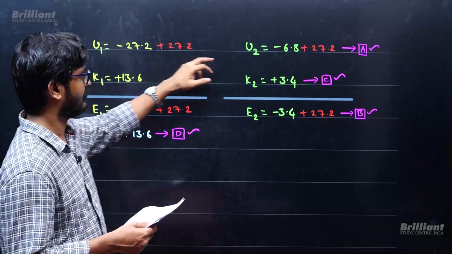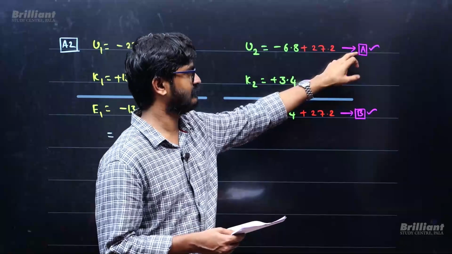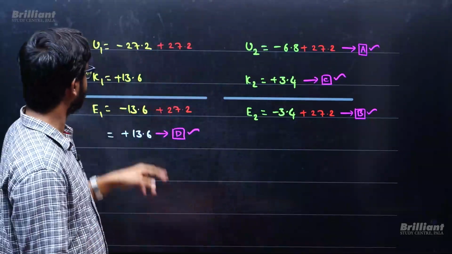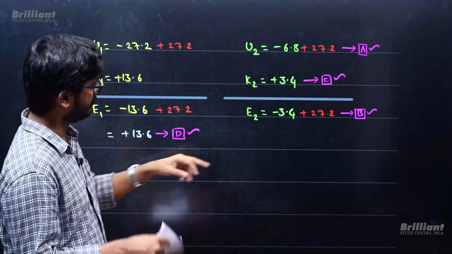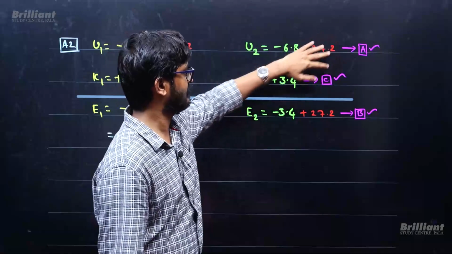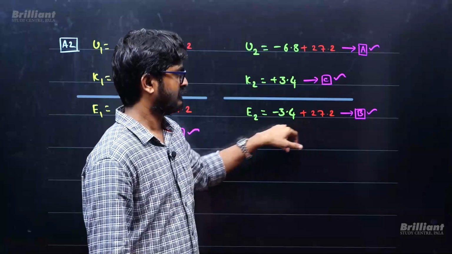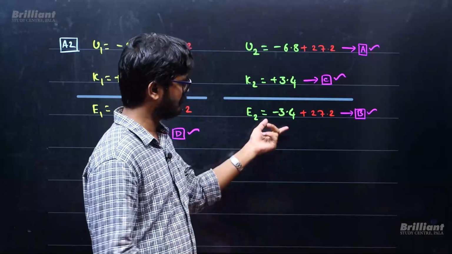Potential energy in the first excited state is going to be this minus this, which is option A. Total energy in the first excited state, so that is this energy plus this energy. So option B is also correct.